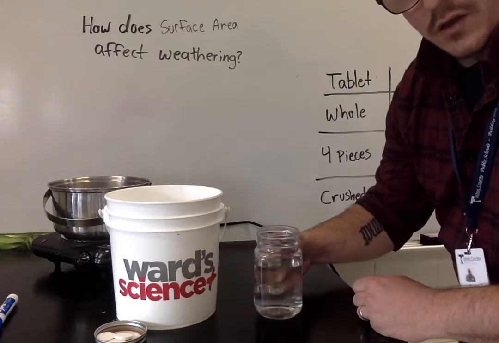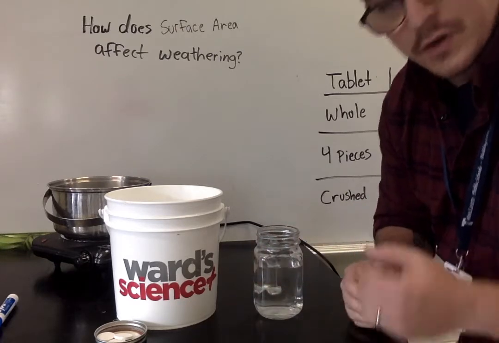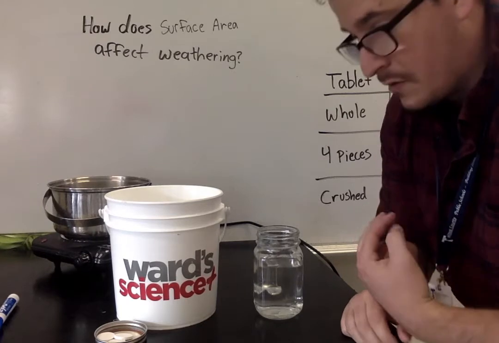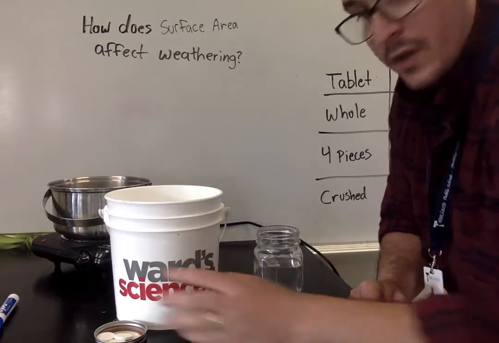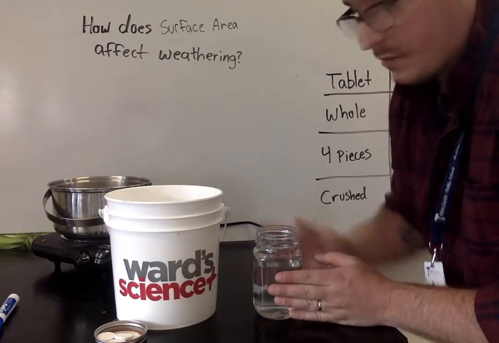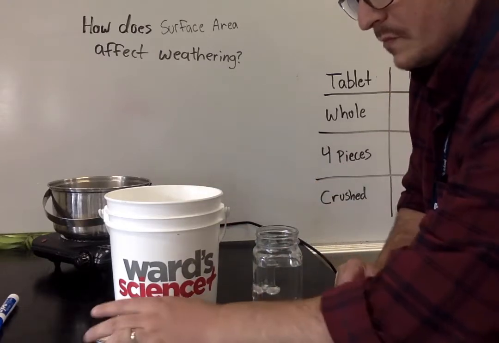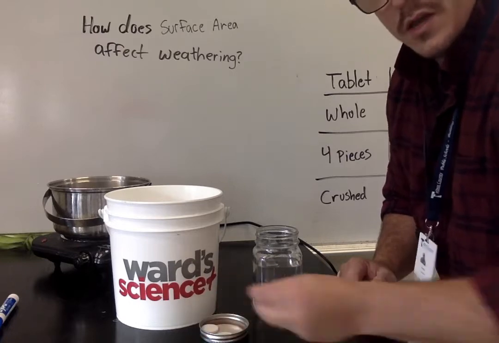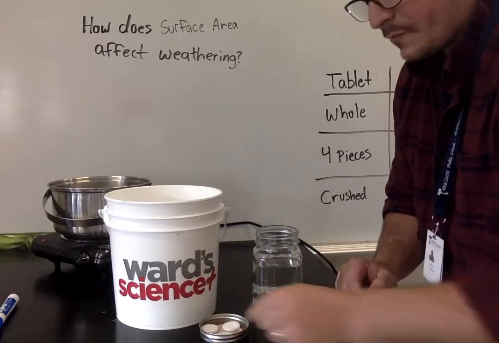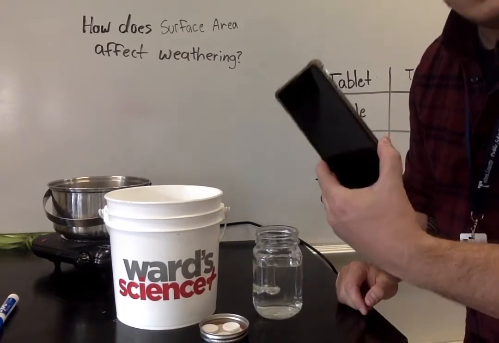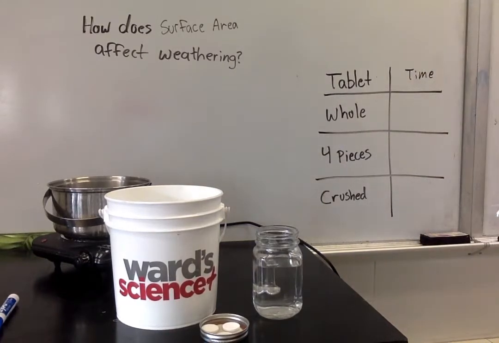We have a cup of water. So water straight out of the faucet will work just fine. Room temperature water works perfect too. We're going to keep the same temperature water. So I have a nice bucket here of plenty of water to switch out. We also need 3 Alka-Seltzer tablets, a timekeeping device, and somewhere to record our data. So we're going to record our time in seconds.